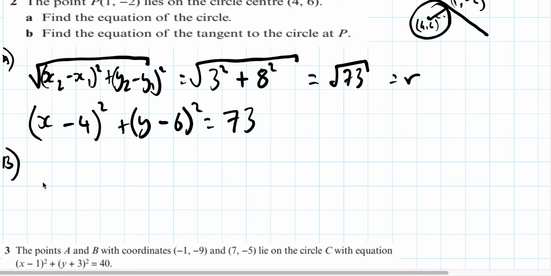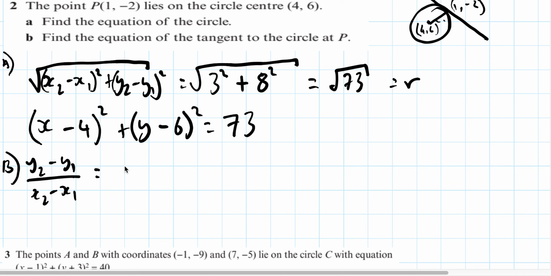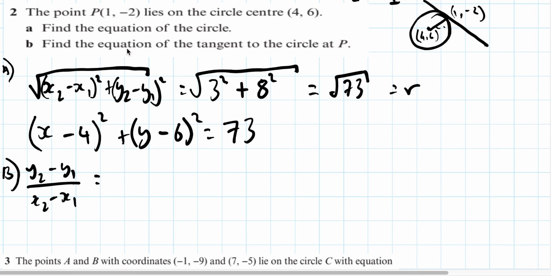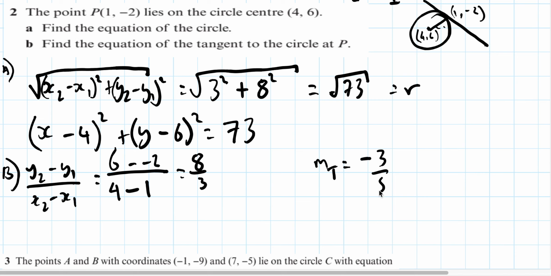So again, y2 minus y1 over x2 minus x1. I'm just going to use my two coordinates, 4, 6 and 1, minus 2. That equals 6 minus 2 over 4 minus 1, which is 8 over 3. So that means the gradient for my tangent is minus 3 over 8.